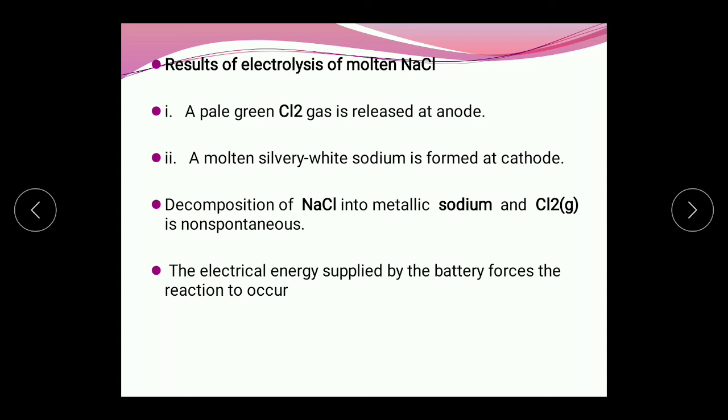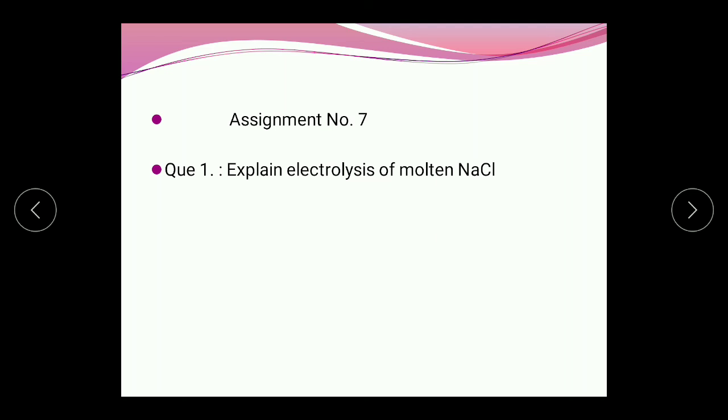So this is all for today's session. Now, what will be the assignment? The assignment will be the same. Explain electrolysis of molten NaCl. Many a time this question has been asked in board exams for 3 marks. So, just open the textbook. You will get the answer there. Write it down in a stepwise manner by drawing the figure and writing the reactions. Thank you.